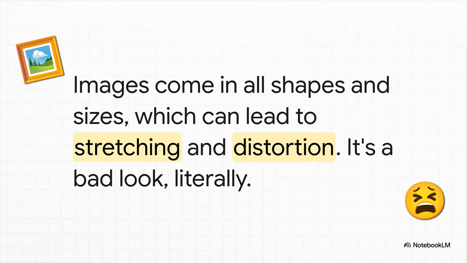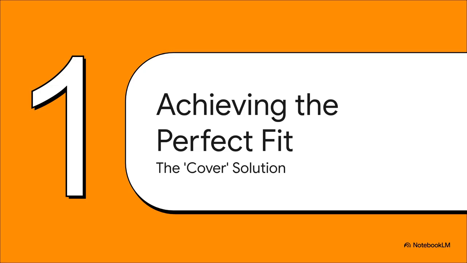You know the deal. You upload a nice, wide photo from your vacation, but the app wants a perfect little square or circle. If the code isn't smart about it, you end up with a stretched out, squashed mess. It's a bad look, literally. So what's the solution? How do we fix this? Well, it all starts with getting that perfect fit.